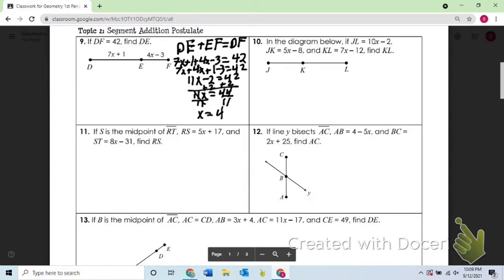Now it's important to understand that this isn't actually our answer. What we were asked to find is the distance from D to E. We know the distance from D to E is 7x plus 1. We know that x equals 4, so we can rewrite the distance from D to E with that 4 instead of the x. So it becomes 7 times 4 plus 1. That's 28 plus 1. DE equals 29.